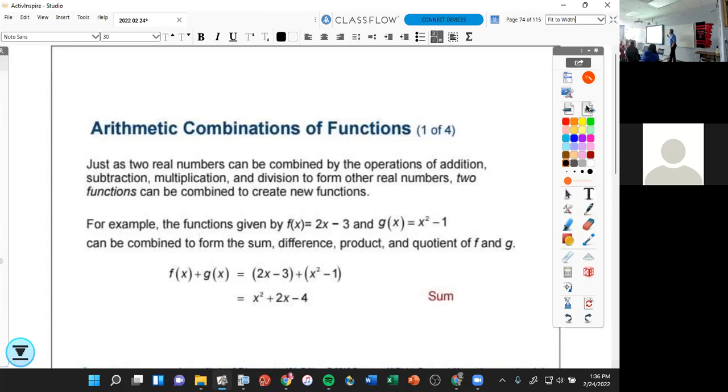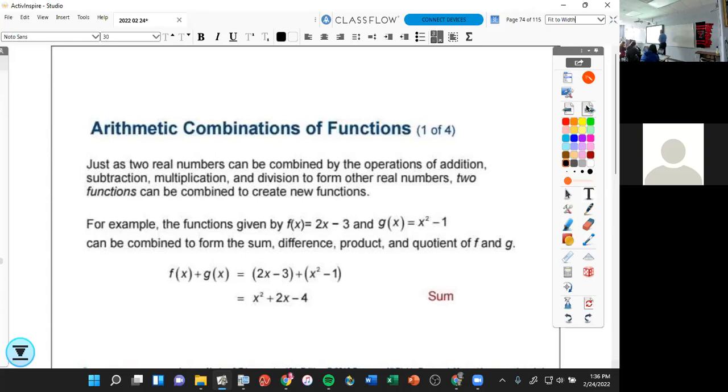Okay, so arithmetic combinations of functions. I can take 2 numbers and combine them. I can take 2 numbers and add them, subtract them, multiply, divide, right? And I can do the same thing with functions. For example, if I have the function f of x equals 2x minus 3, that is a function. It's a line, correct? I also have a function g of x is equal to x squared minus 1. That's a function. This is a parabola.